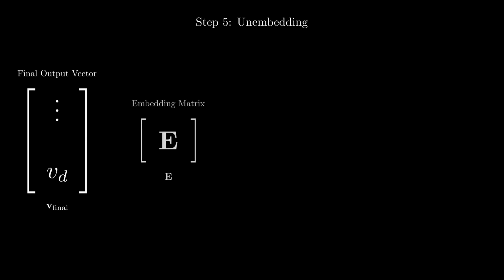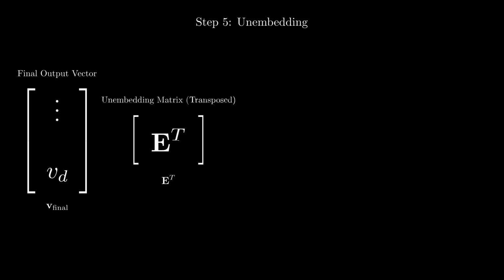But this vector, with its hundreds or thousands of dimensions, isn't useful to us directly. We need to translate it back into the world of human language, back into words. This brings us to the fifth and final major step in our process, unembedding. Now, this should look familiar.